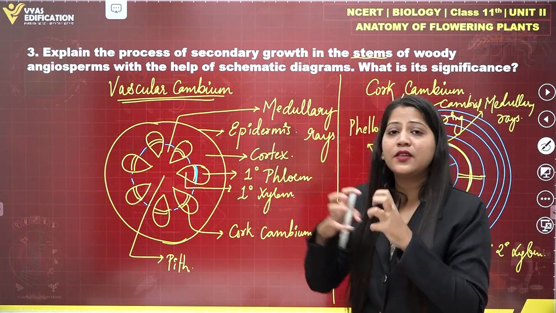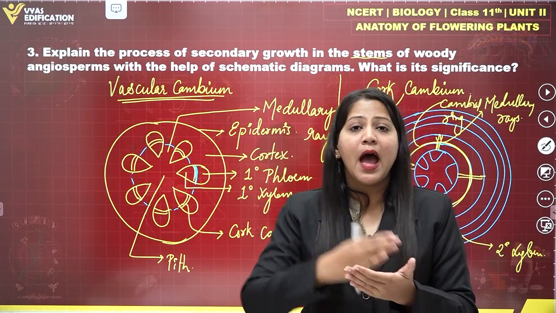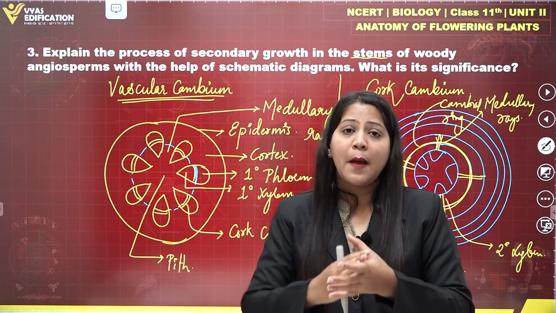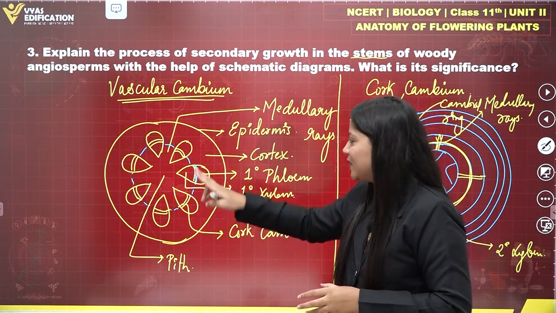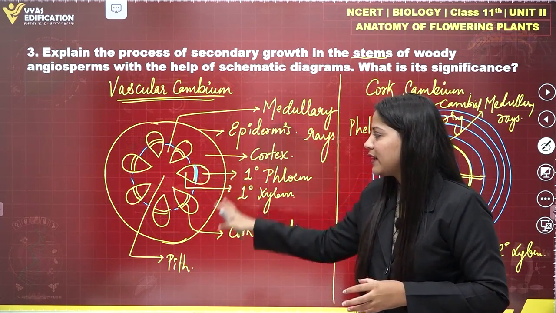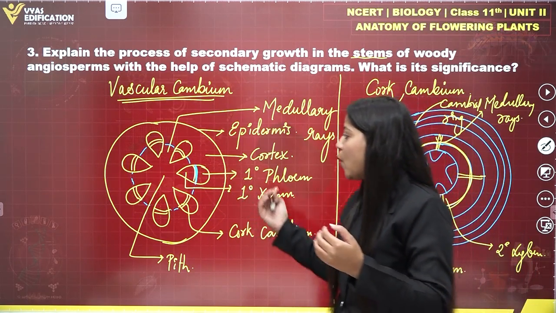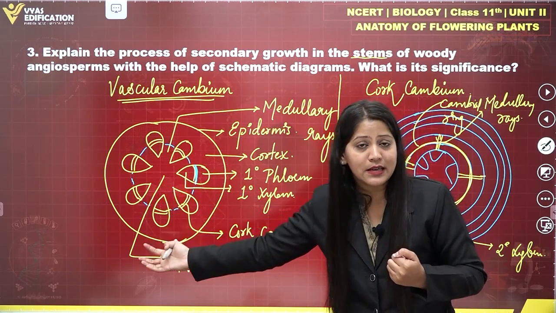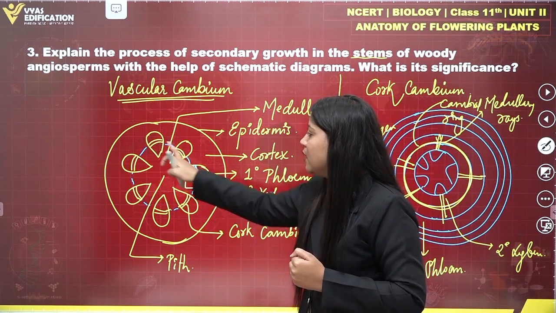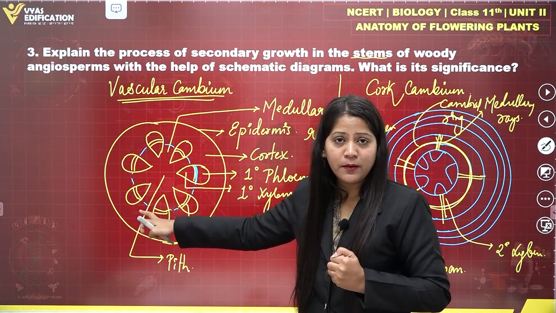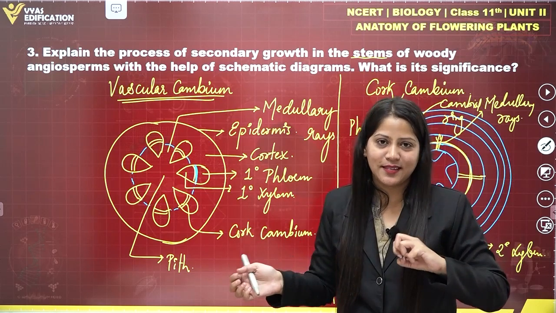This adjoining of interfascicular strip and intrafascicular strip makes a new ring which is known as cambial ring. Now this cambial ring is going to form new cells on either side, that is on the inner side and outer side. This cambial ring has bipolar division. This ring cuts off new cells on both sides.